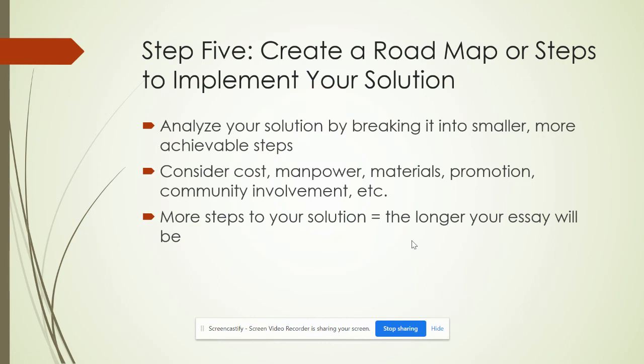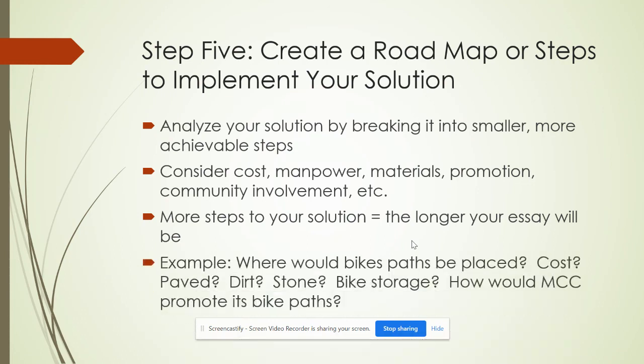So where would bike paths be placed at MCC? What would they cost? Would they be paved? Would they be dirt? Would they be made of stone? Where would people store their bikes? How would MCC promote its bike paths? These are some of the steps that we would need to answer, right, to implement our solution.